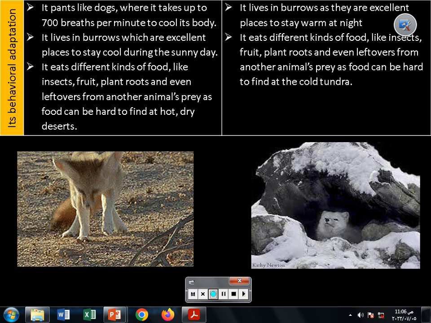It also eats many types of food: insects, fruits, plant roots, and even the leftovers from the prey of other animals.